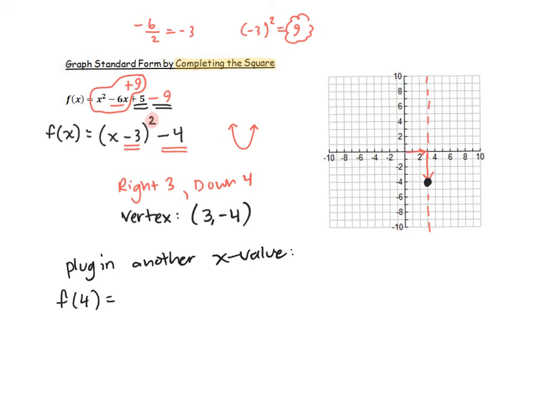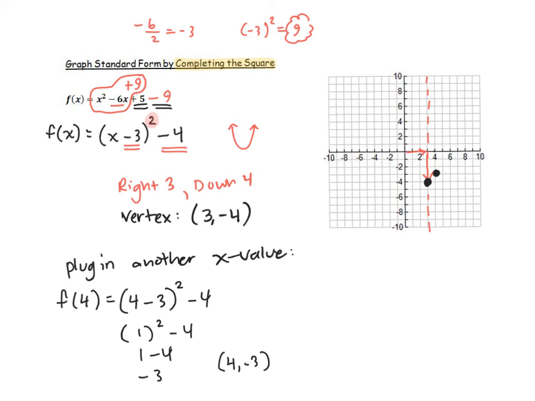And f of 4, if I plug it in, you could plug it into either the original standard form or the vertex form. I'm going to plug it into the vertex form. 4 minus 3 squared minus 4. 4 minus 3 is 1, squared is 1, minus 4, and I get -3. So 4, -3 is a point on my graph. So I'm going to plot 4, -3.